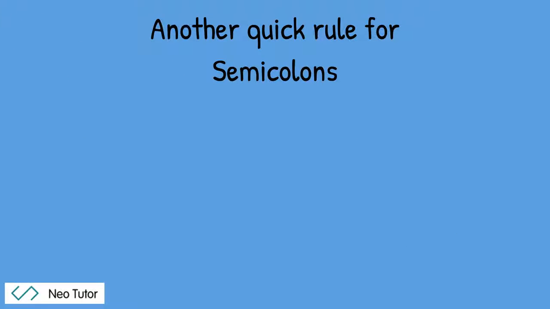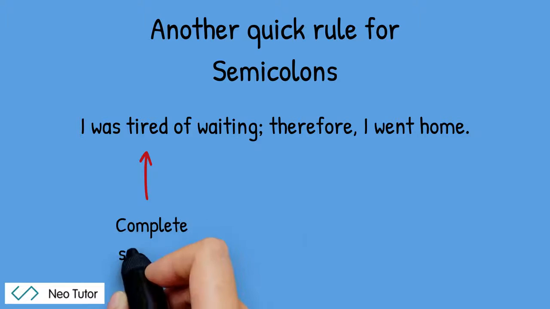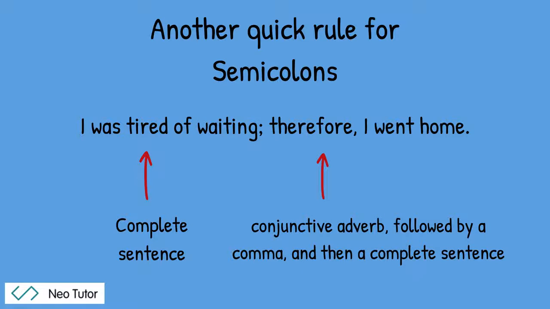Let's look at another quick rule for semicolons. Here we have a sentence that reads, "I was tired of waiting; therefore, I went home." Whenever you want to connect two complete sentences with a semicolon and a conjunctive adverb, such as therefore, just make sure that you put a comma after the conjunctive adverb.